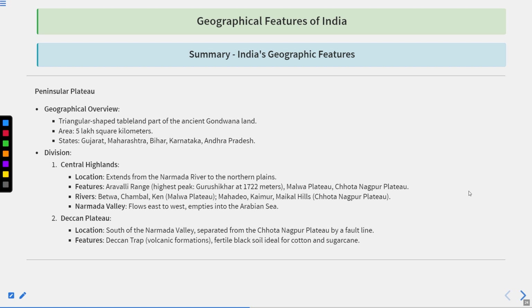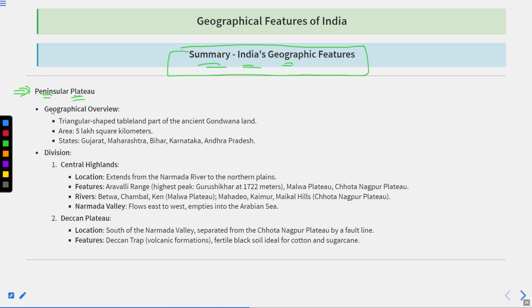So students, here we have finished the topic. Now it's just a part of taking a small and quick summary of the things that we have discussed in this lecture. This is like a small recap. First is the Peninsular Plateau.